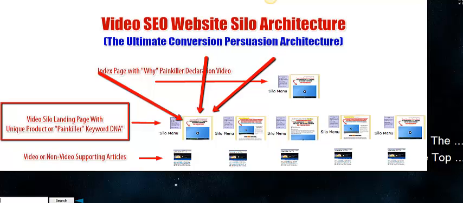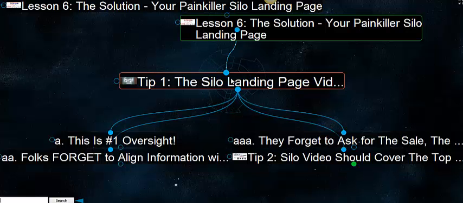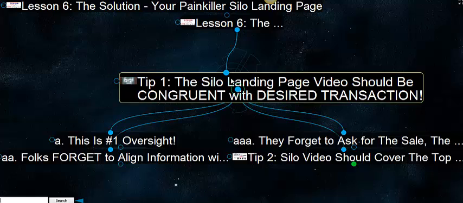You need to be really addressing what it is that you're selling as even 10 times more important, that you're congruent with the desired transaction. Blogging is a little weird because blogs can happen anywhere from 2 to 5 times a week, or 1 if you're not doing a lot of blogging.